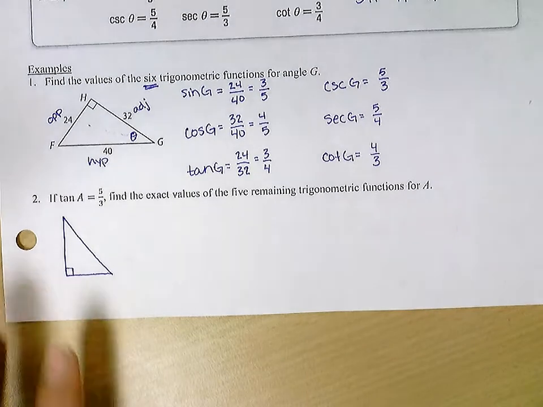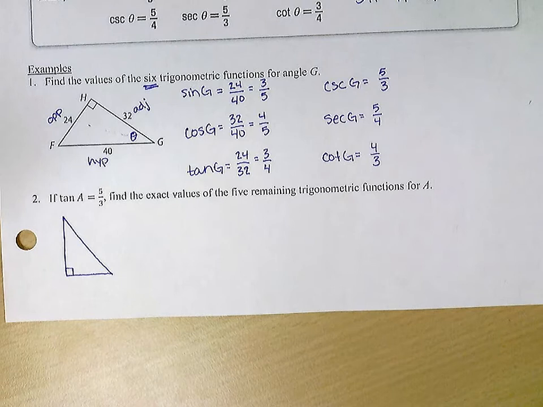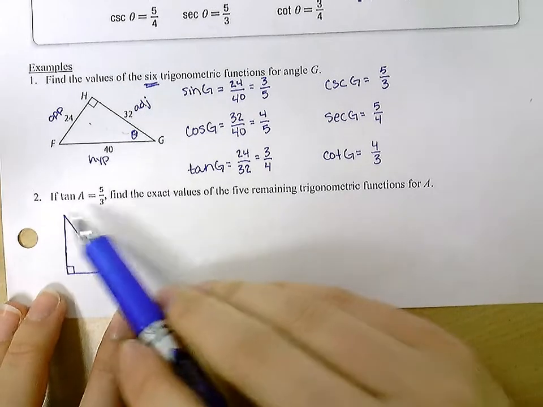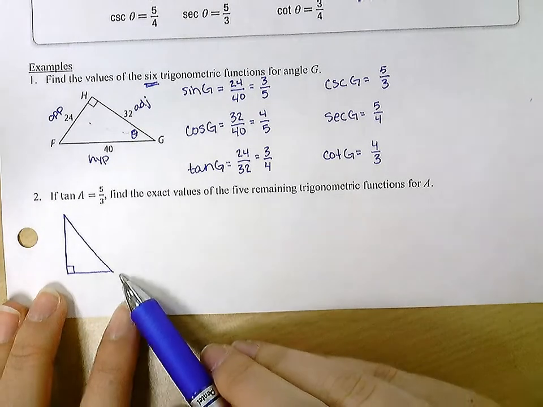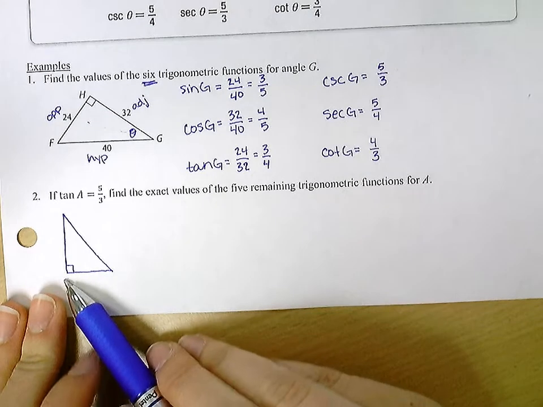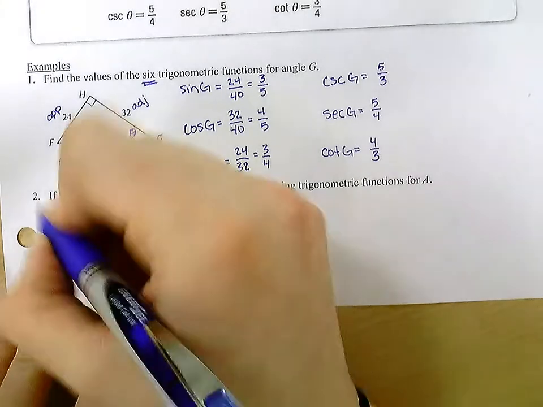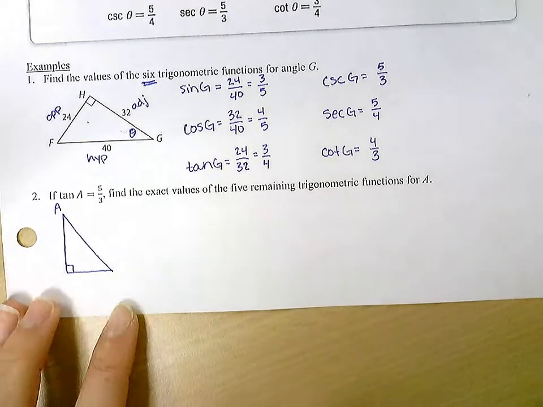Now if you're using a trig function, you can't go from that 90-degree angle. So it always has to be one of the acute angles that you're going from, meaning A has to be either this angle or this angle. It can never be the 90-degree angle. So I'm just going to label this one as A.